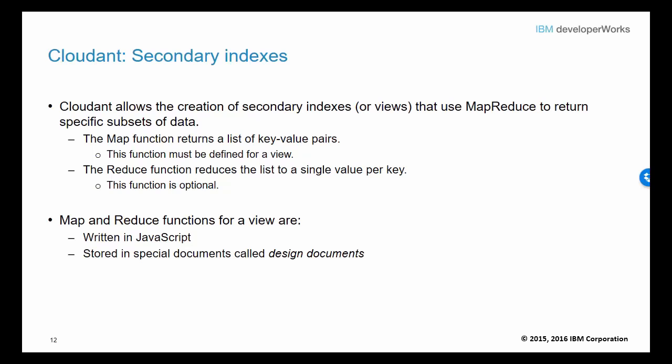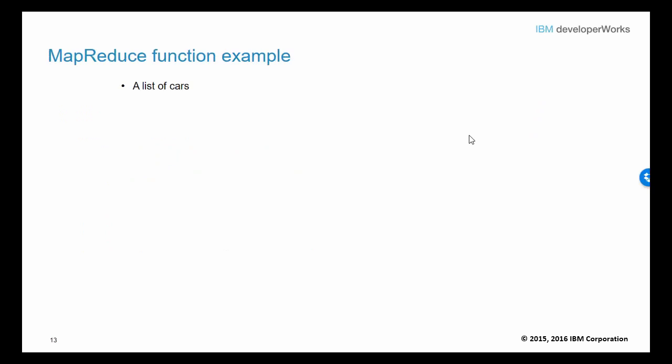Optionally, you can also provide a reduce function which will reduce the list to a single value per key. The reduce function is optional. I think the distinction between the two will become clearer when we go through a specific example. Both map and reduce functions are written in JavaScript, and they're stored in the database in special documents that are known as design documents. So let's look at a specific example. Hopefully this will make the map and reduce functions clearer.